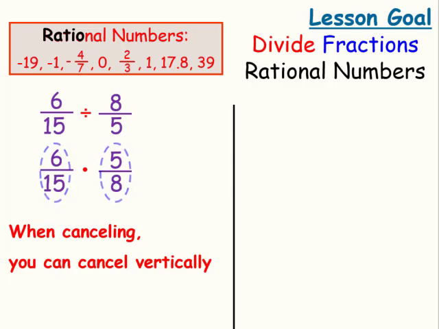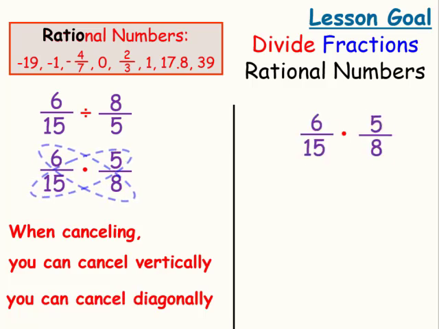When canceling, we can cancel vertically or diagonally. We cannot cancel horizontally. When we look to cancel vertically, we can see that 6 and 15 do have a common factor of 3. 3 goes into 6 twice, and 3 goes into 15 5 times. When we look diagonally, we see that we have a 5 and a 5. So therefore, 5 is always a factor of itself. So 5 divided by 5 is 1.